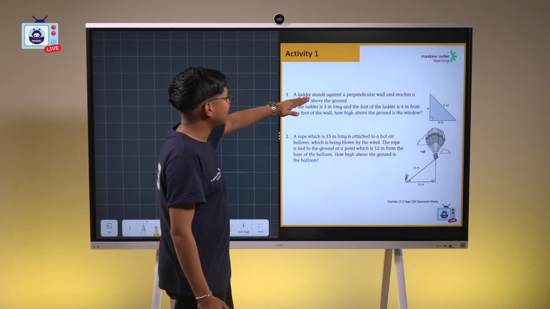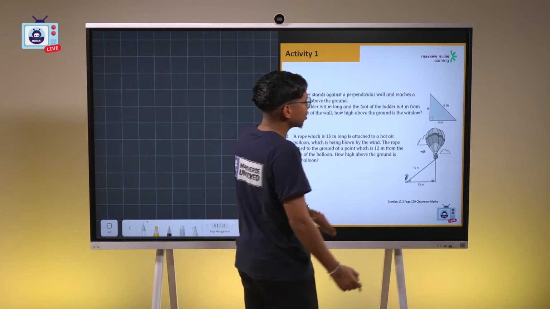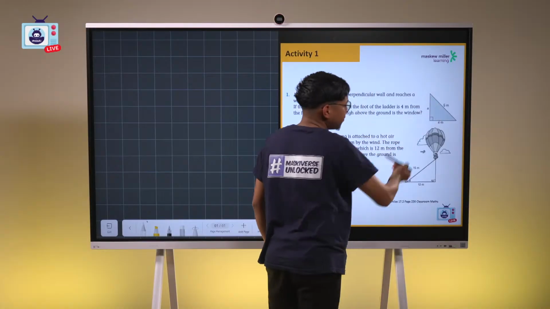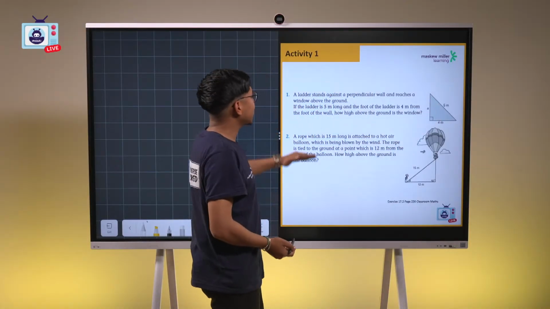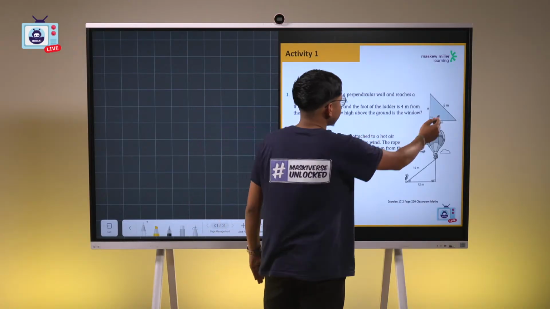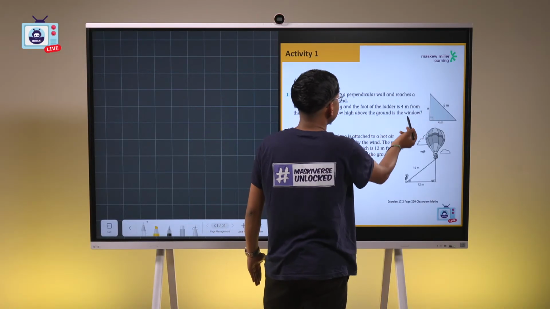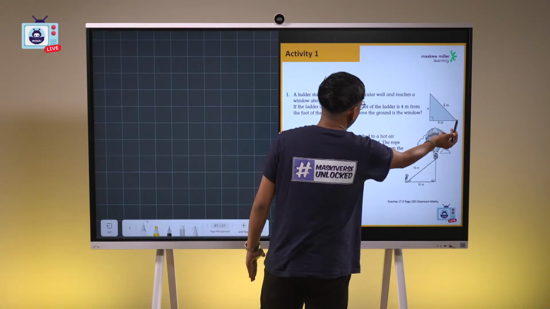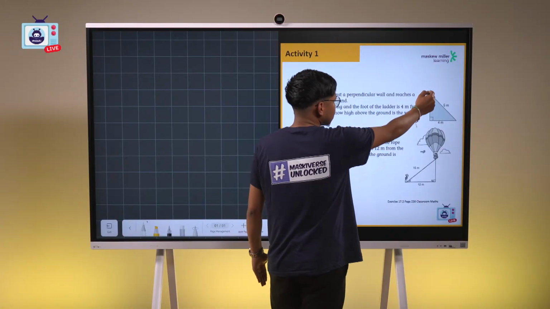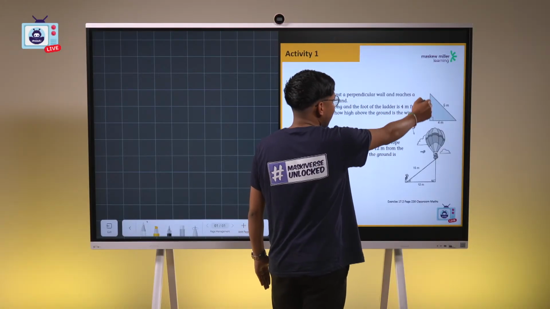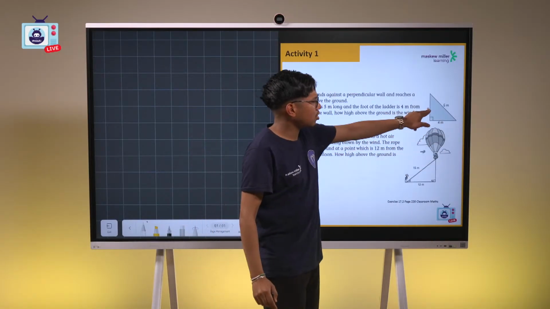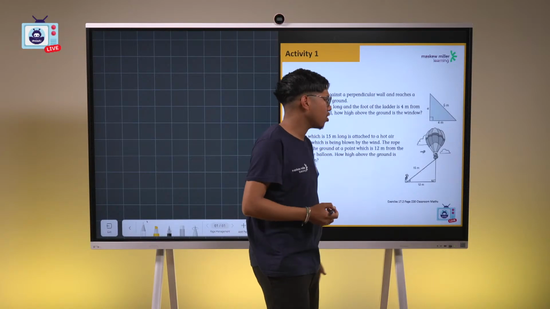So it's telling us here that the ladder stands against a perpendicular wall. So perpendicular means that the angle formed between the two lines makes 90 degrees, and it reaches a window above the ground. If the ladder is 5 meters long and the foot of the ladder is 4 meters away from the foot of the wall, how high above the ground is the window? So they're asking us to find the height over here. So they're just asking us to solve for A over here. We need to find the value of A.